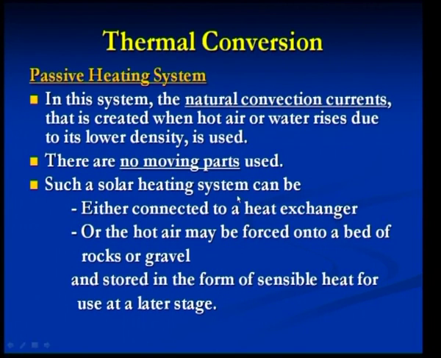Such a solar heating system can be either connected to a heat exchanger, or the hot air may be forced onto a bed of rocks or gravel, and subsequently stored in the form of sensible heat for use at a later stage. So the basic difference between active and passive is that in the case of an active heating system, you essentially make use of a pump or a blower to maintain the flow of fluid for transferring the energy from one area to the other. In the second case, the passive heating system, it is done naturally, or you make use of the natural convection current.